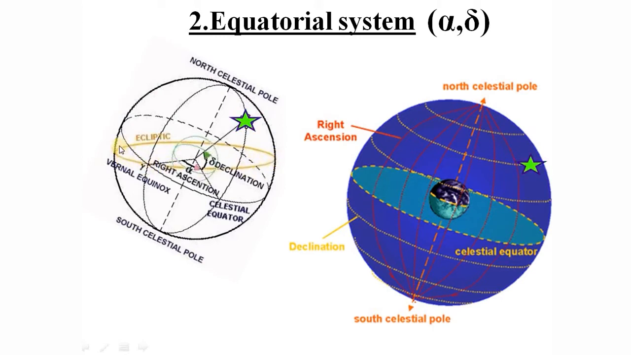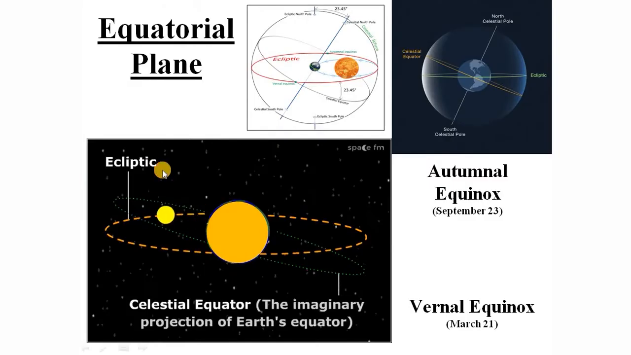You can imagine two planes. One is the equatorial plane. One is the ecliptic plane. Then the question arises: what is an ecliptic plane? The ecliptic plane we can easily find out. The ecliptic plane is that plane in which Earth moves around the Sun.